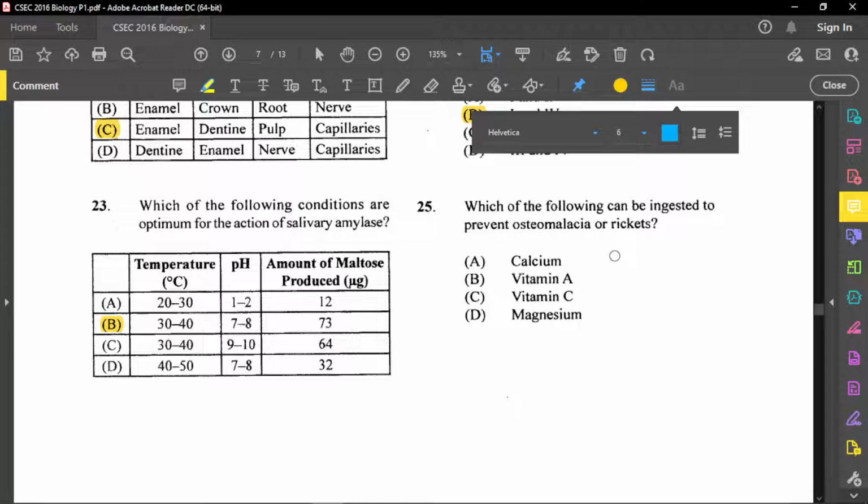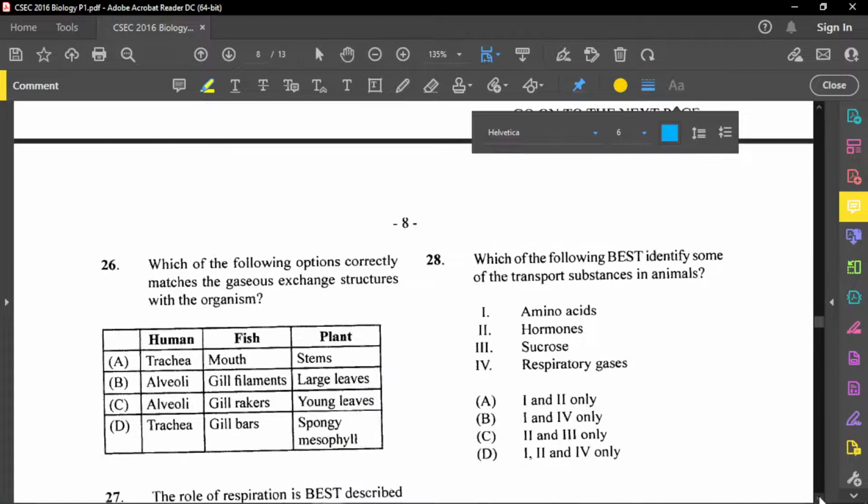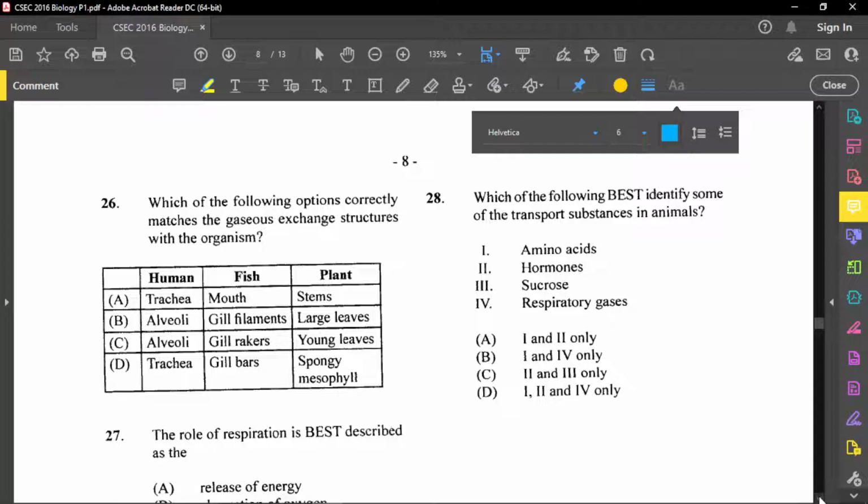Now, for question number 25, which of the following can be ingested to prevent osteomalacia or rickets? And so rickets, we definitely know right here that is calcium, right? All right, so osteomalacia or rickets is definitely from calcium, because you get soft bones or brittle bones. Soft and brittle bones.